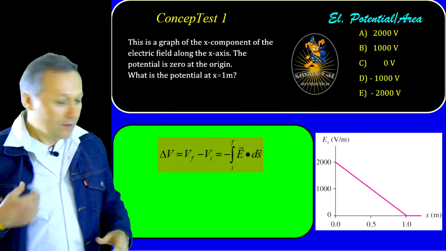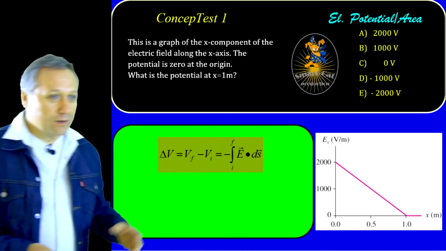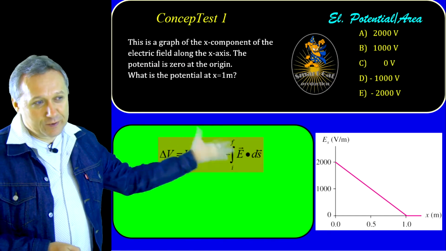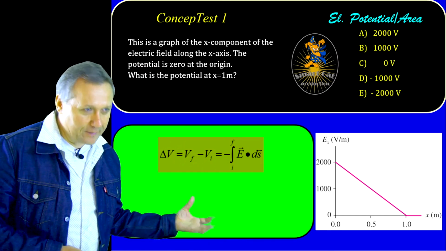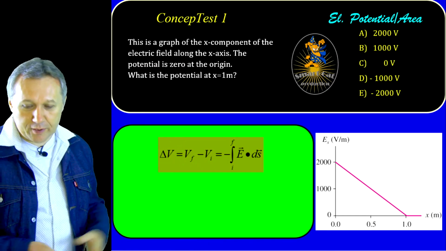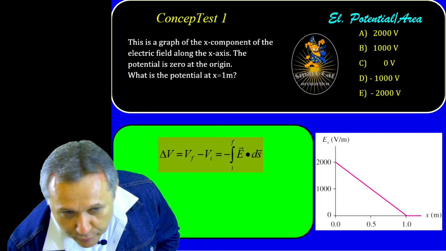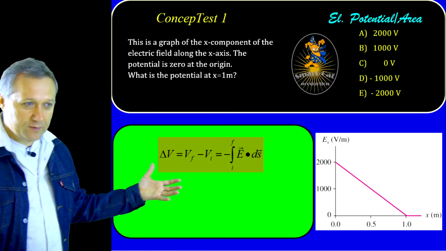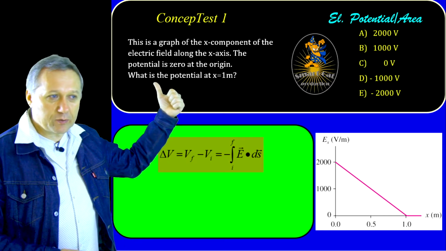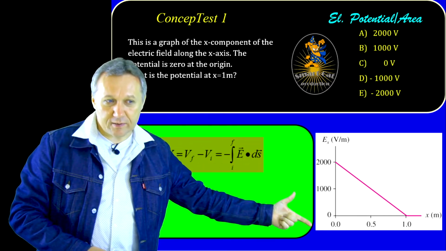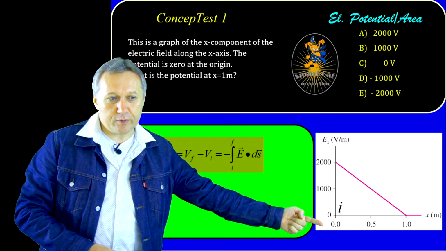We need to start or continue. So the question is straightforward, right? First of all, of course, we need to make a decision which point is initial and which point is final. In this case, it's obvious. Since we have information about the electric potential at the origin, it's 0, so that will be our initial point.